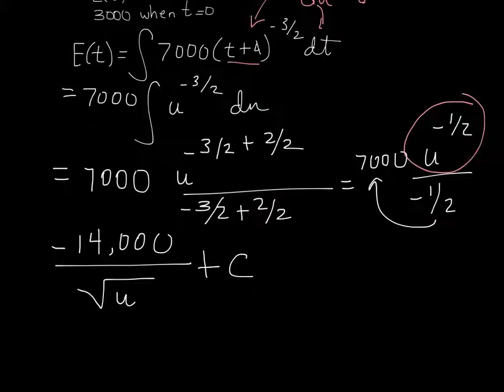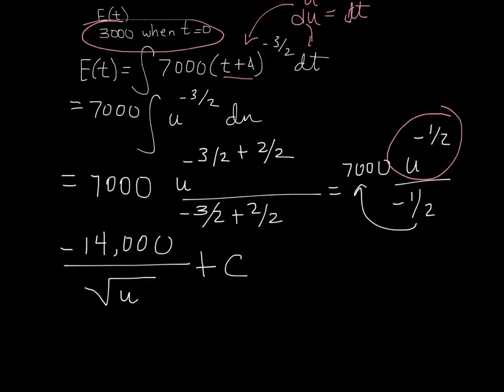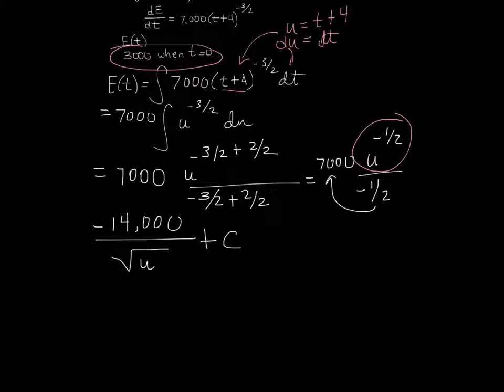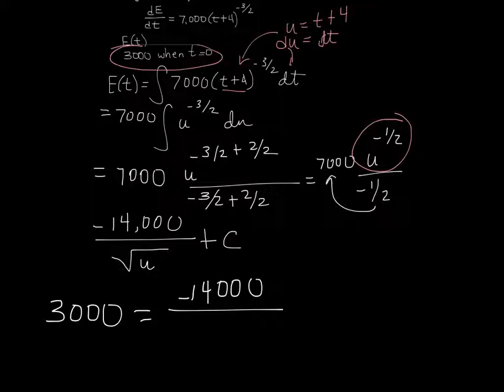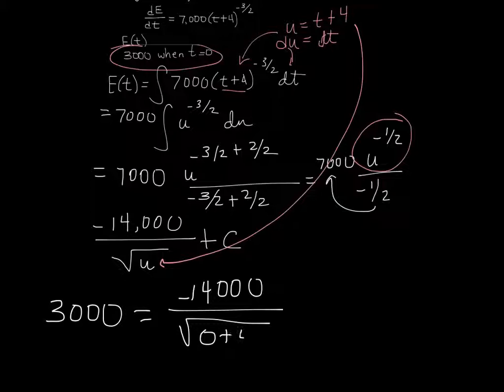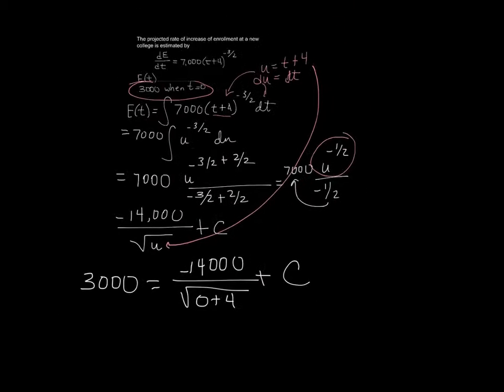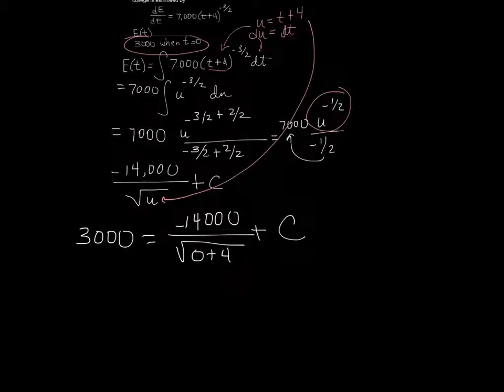That's why they always give you this extra information here, because the extra information now is going to be used to solve for c. So this is saying when the enrollment is 3,000, negative 14,000 over my square root, which I forgot to do, plug back in my t plus 4. So I'm going to have the square root of 0 plus 4, plus c. So I want to solve this for c to get my enrollment function.